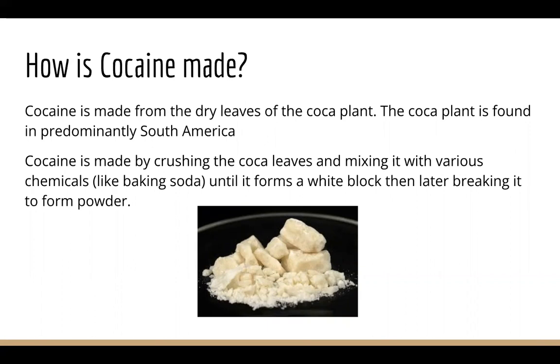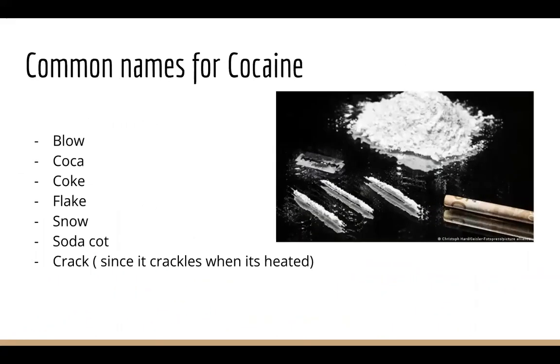Cocaine is made by crushing the coca leaves and mixing them with various chemicals, like baking soda, until it forms a white block, then later breaking it to form a powder. Some common names for cocaine are blow, coke, flake, snow, soda pop, and crack, since it crackles when it's heated.